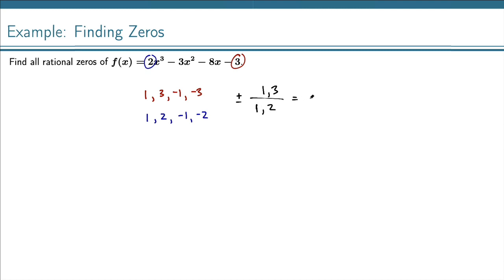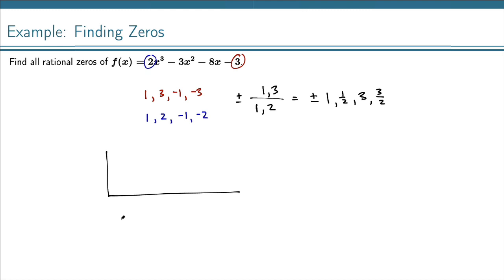So 1 divided by 1 is 1. 1 divided by 2 is 1/2. 3 divided by 1 is 3. And 3 divided by 2 is 3/2. So it's plus or minus each of these 4 things. So I've got 8 possibilities here. And the rational zeros theorem tells me that any rational zero of this polynomial has to be one of those 8 options. So then we can start trying things out.